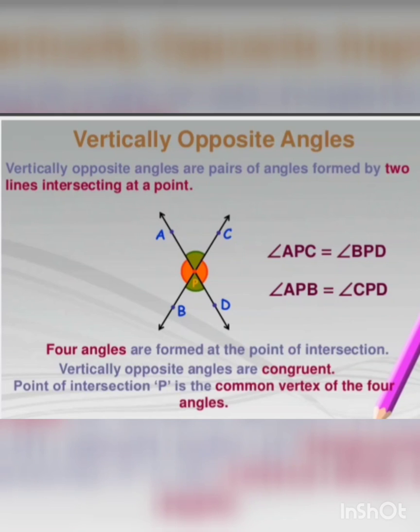And if you see angle APC and angle BPD, that is in the green color, they are also equal. Why? Because they are vertically opposite angles. So here the point of intersection when AD and BC intersect, the point P is the point of intersection, and that is the common vertex of four angles.